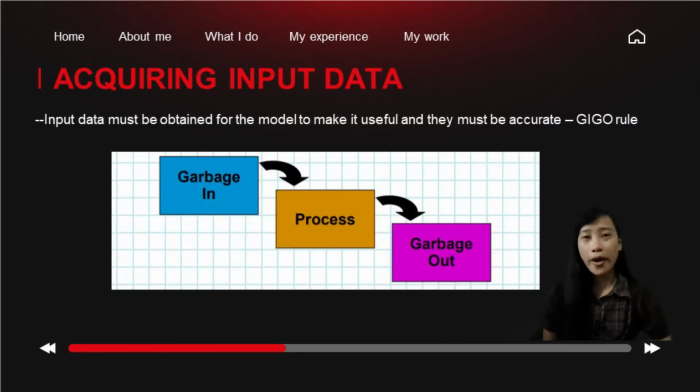Next is acquiring input data. Input data must be obtained for the model to make it useful, and they must be accurate. This is the GIGO rule, or the garbage in, garbage out rule. The garbage in, garbage out rule is a concept common to computer science and mathematics, that the quality of the output is determined by the quality of the input.